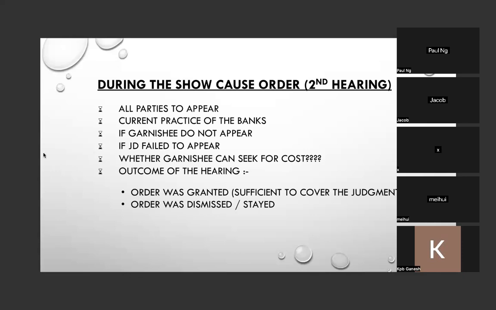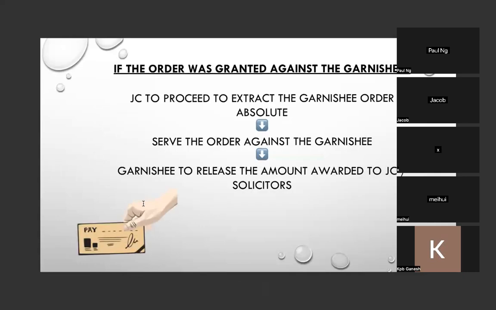So outcome of the second hearing, order was granted. Okay, either sufficient to cover the judgment sum, we are not sure. Okay. And second, when the order was dismissed or stayed. All right. So if let's say the order was granted against the garnishee, okay, the plaintiff will need to proceed to extract the garnishee order absolute, okay, and serve the order against the garnishee. All right. So the garnishee will then release the amount awarded to the JC or their solicitors. Okay.